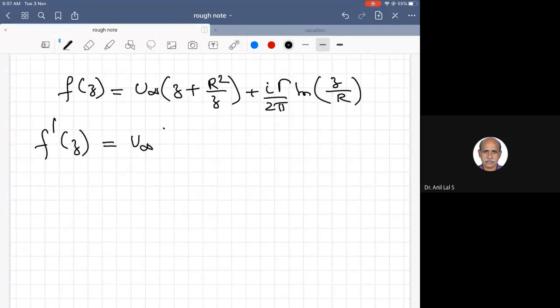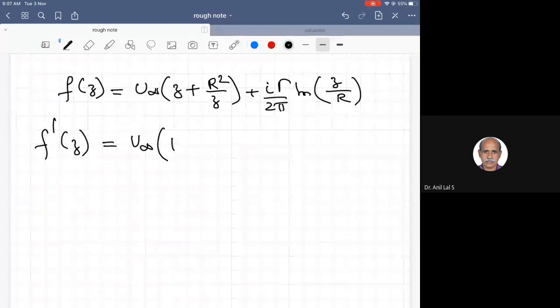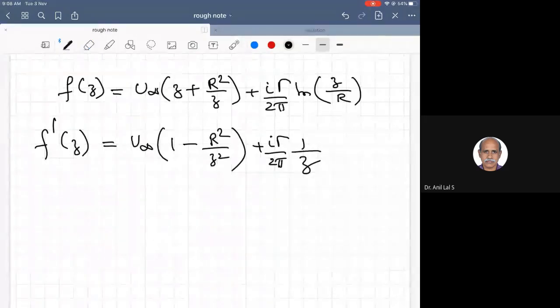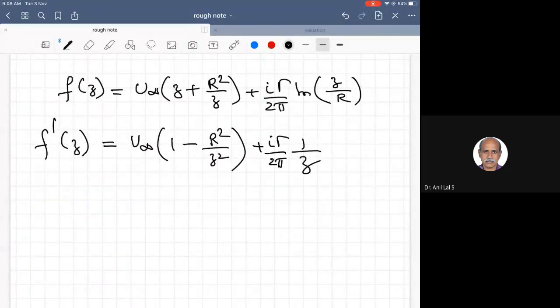So u infinity into 1 by z is minus 1 by z squared, r squared by z squared, plus i gamma by 2 pi. Logarithm of z by r is r by z into 1 by r, that would be 1 by z. So the whole thing will become 1 by z. And it is better to use the polar coordinate system to get the velocity components. So we write f dash of z, with z equal to r e raised to i theta.